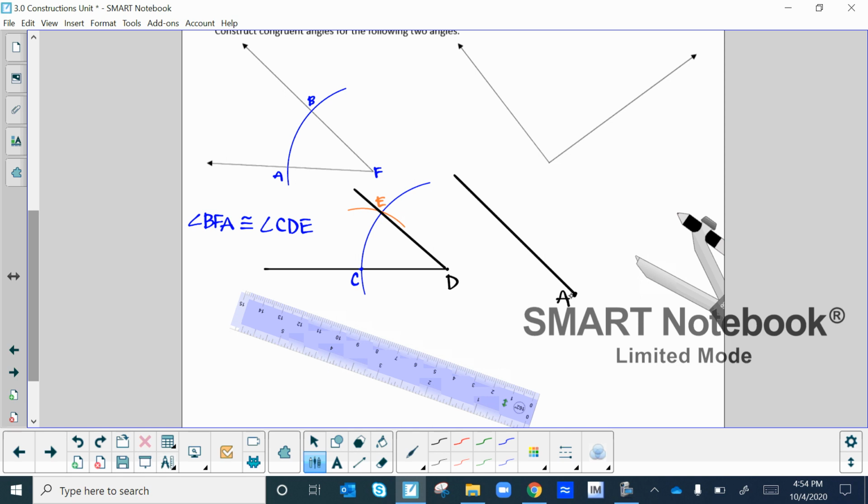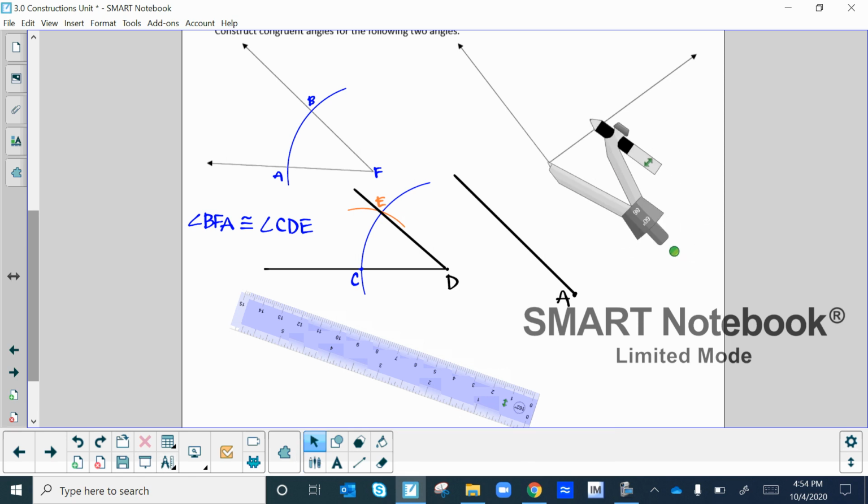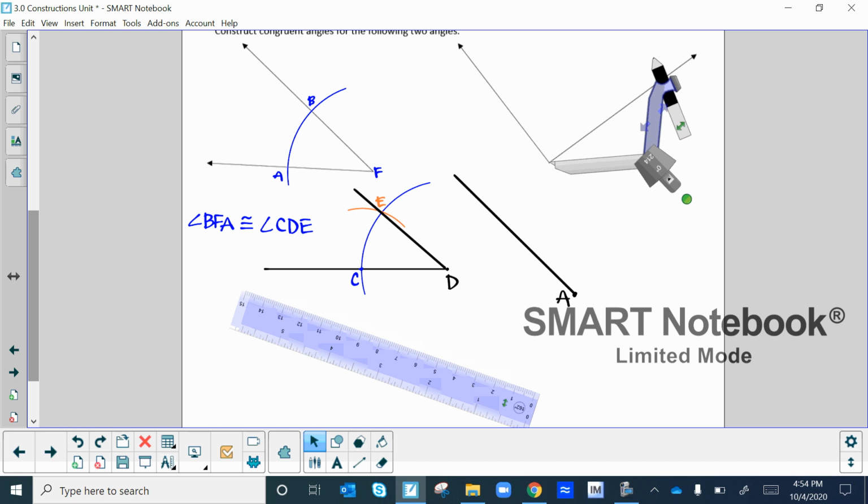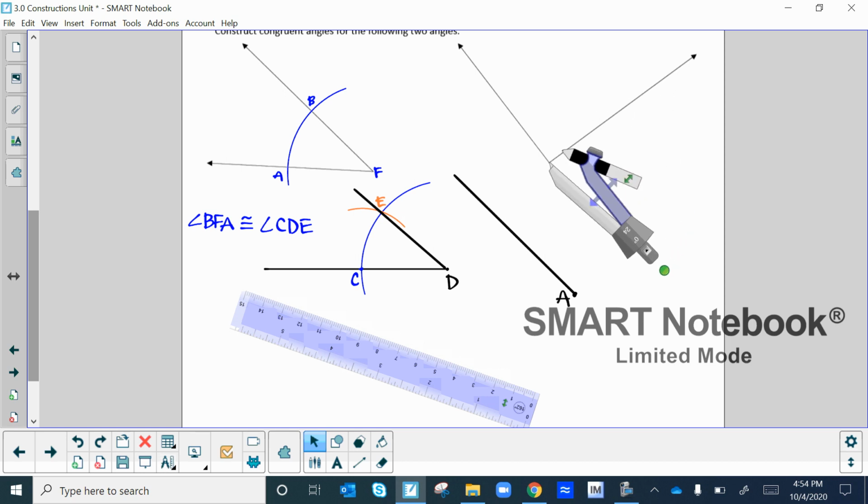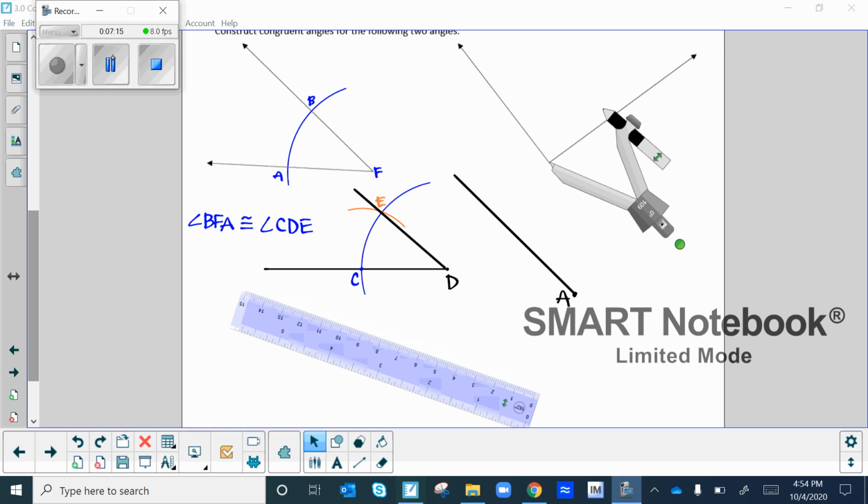If you remember the next step, we're going to place our compass on the vertex of the angle that I want to copy. I was going to say, you don't really want your compass too small. You want a decent size, not extra large either. I used to have kids last year and the years before make it so tiny and it's so hard to work with. So have a decent size setting on your compass.